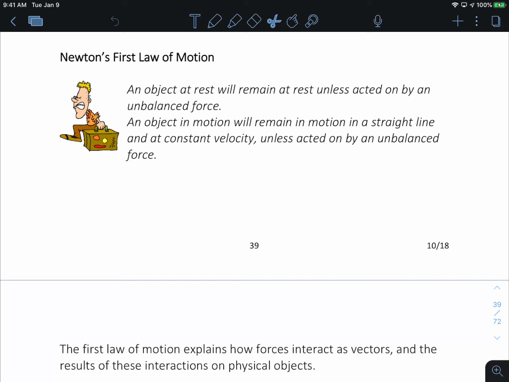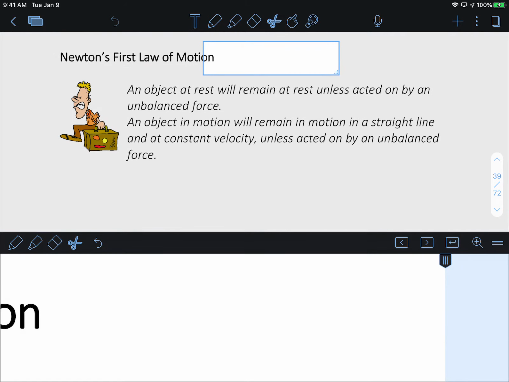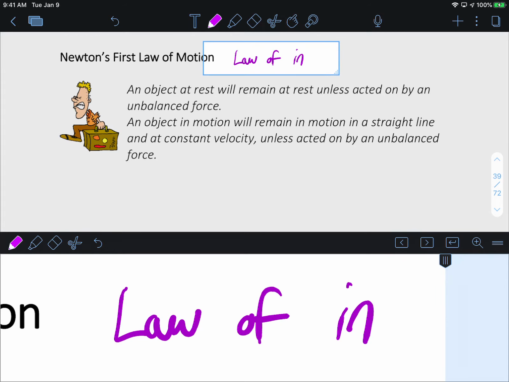Hello everyone, this is the first video on Newton's laws. So we are going to be covering Newton's first law of motion. An object at rest will remain at rest unless acted on by an unbalanced force. This is the law of inertia. So let's just put that in here. Law of inertia.